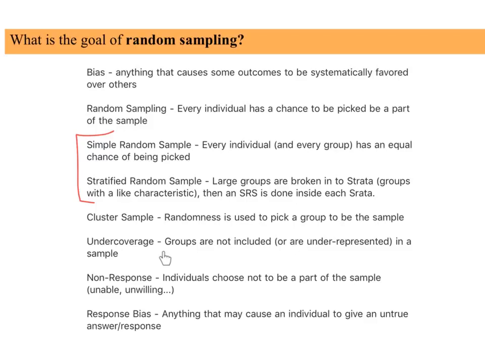Undercoverage bias. Undercoverage bias is where some groups aren't included or aren't represented in the sample. This is something we're always worried about when it comes to polling for elections. Are we getting people with the right type of phone? Are we getting people with cell phones and landlines?